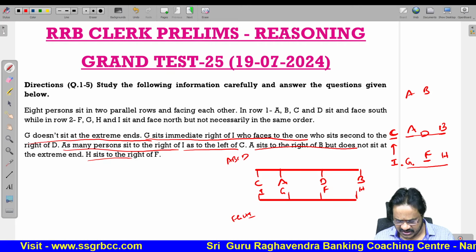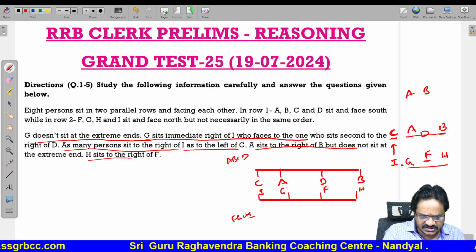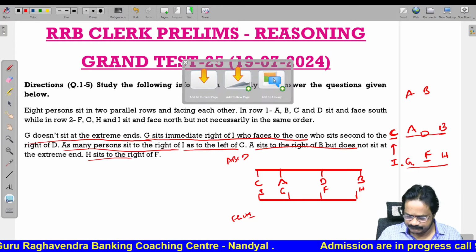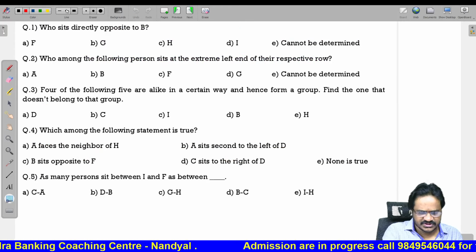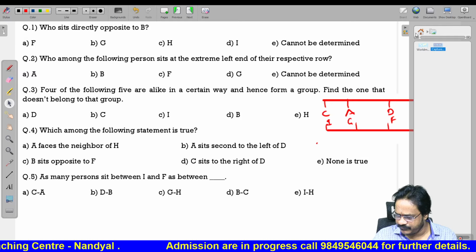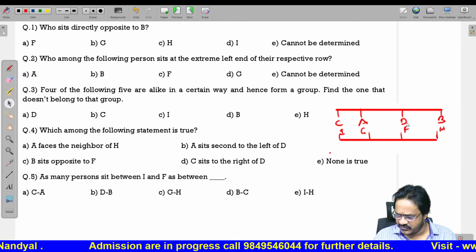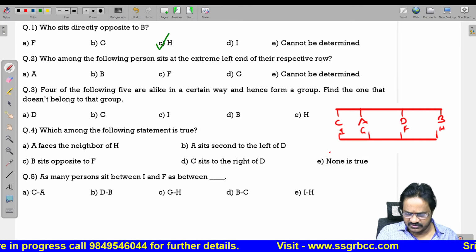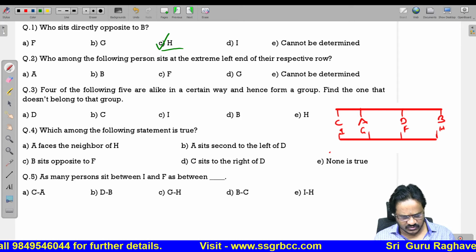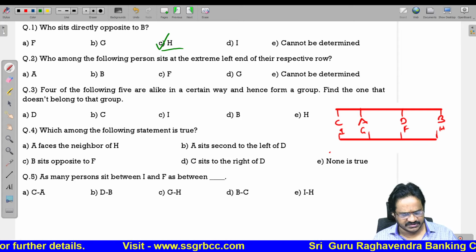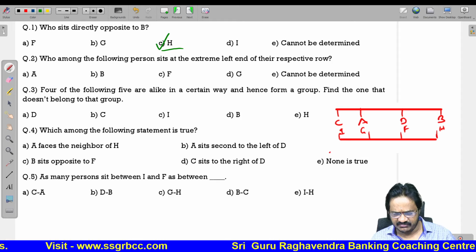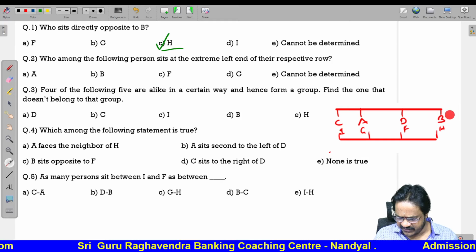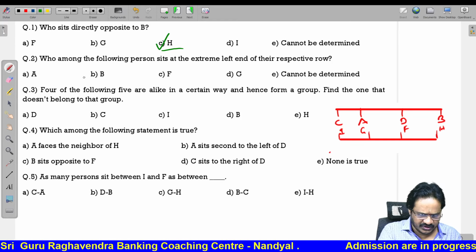Now, let us answer the given questions one by one. First question, who is directly opposite to B? So, directly opposite to B, the person is H. Next one, who is sitting at extreme left end of their respective row? So, we have to find extreme left end of the respective row. So, here in the south facing, this is the left end B, here I. So, we do not have I, we are having B.